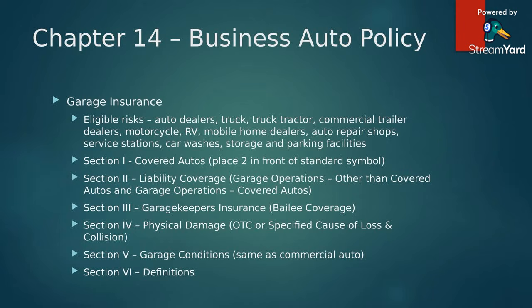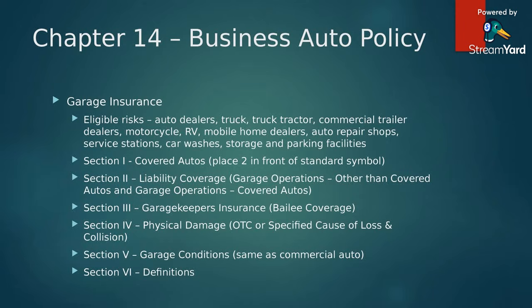One difference here that you're going to know right away if you're looking at a declarations page for a garage commercial auto is that the symbols are going to be similar but slightly different than the standard commercial auto policies. They're going to put a 2 in front of the standard symbol. So if you're going to cover all autos under garage insurance, it's going to be a 2-1 instead of a 1. An example for specific autos would be 2-7. 2-8 would be for the situation where we're talking about hired autos only. 2-9 would be non-owned autos only, etc.